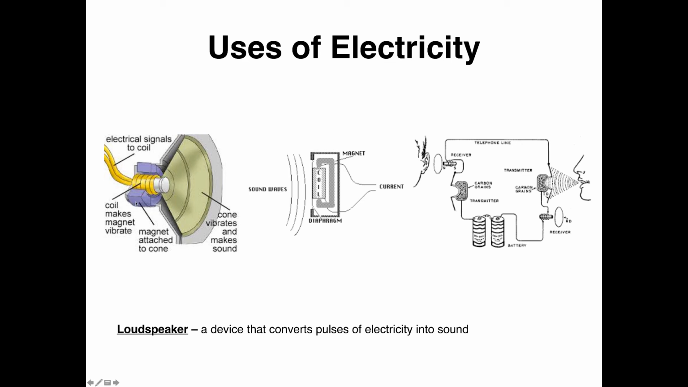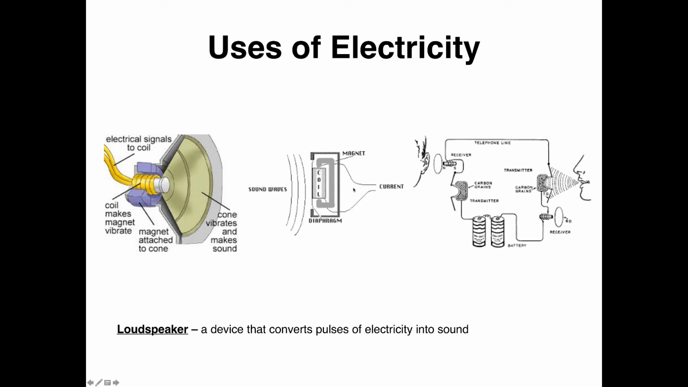And when it goes through, there's a magnet around where the coil is. When the electricity flows through the coil, it makes the magnet vibrate back and forth like that. And when it does that, it causes this cone to vibrate. And when the cone vibrates, it produces a sound. So when you have a big cone like this, you can take a small sound and make it bigger such that you can hear it.